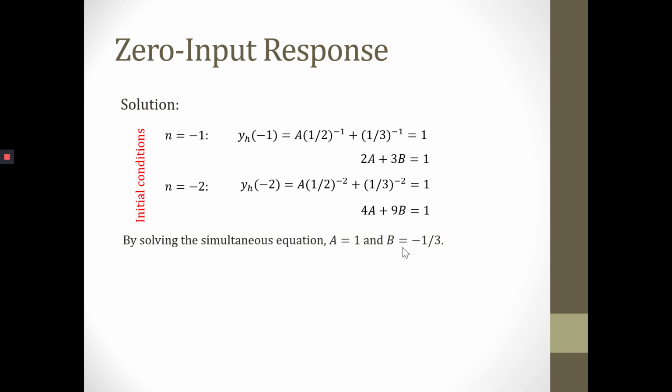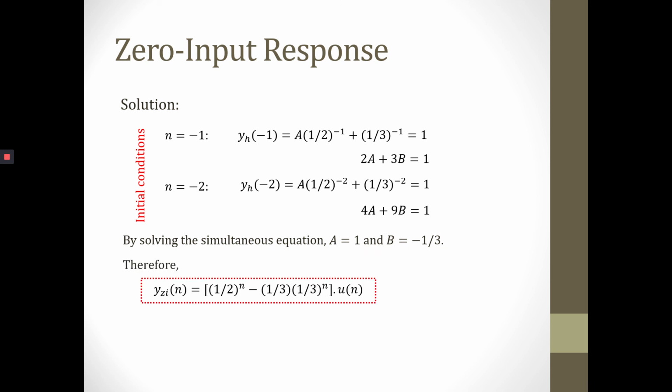Using these two determined values of a and b, we can construct back the solution for zero input response, which is equal to (1/2)^n. This is actually a equal to 1 minus b, 1 minus 1/3, multiplied by (1/3)^n, multiplied by u[n]. u[n] is the unit step function.